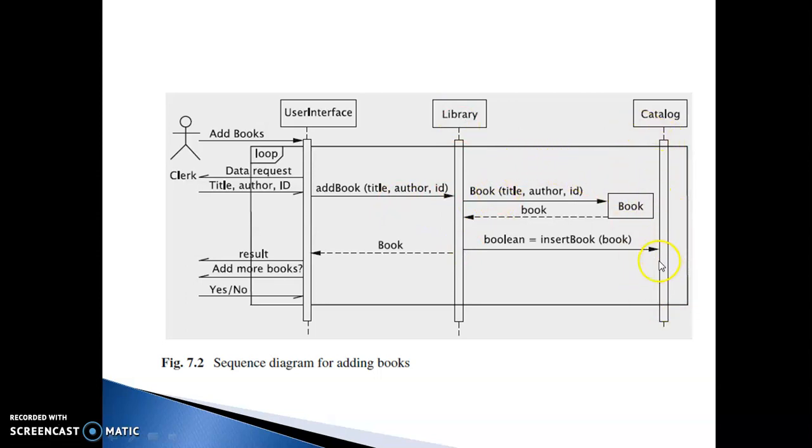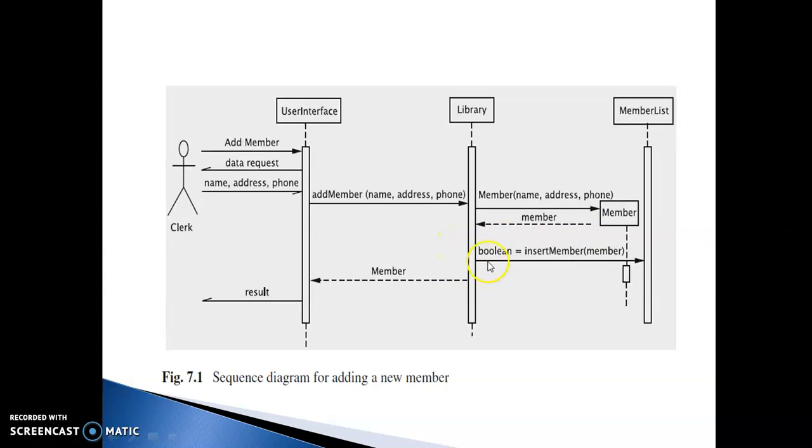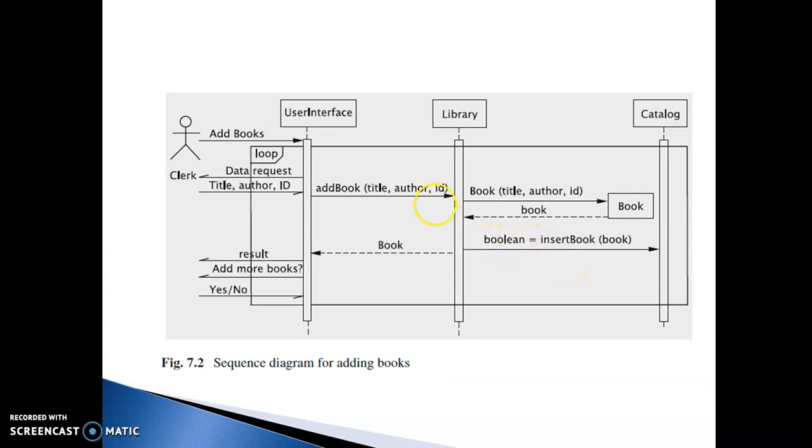What is this library catalog? Catalog is a database wherein the book information will be stored, and it will be returned, and this boolean will tell you whether it is inserted successfully or not. If it is inserted successfully, it will give a true. In the same manner here also, boolean insert member, if it is inserted correctly, then it will be true, otherwise it will be false. If any error happens, it will be false, and you need to try once again.